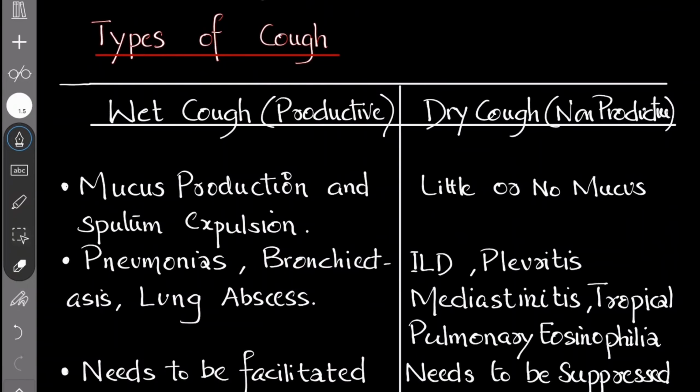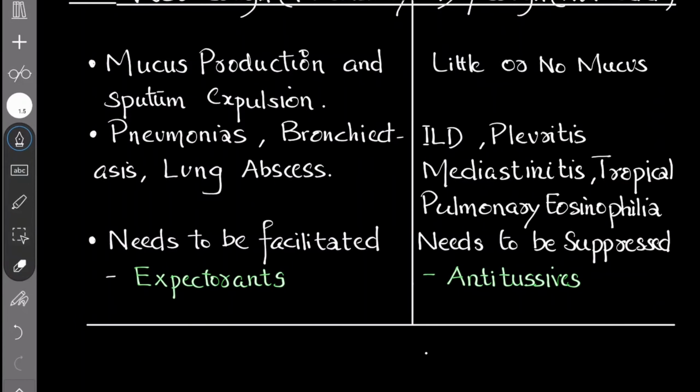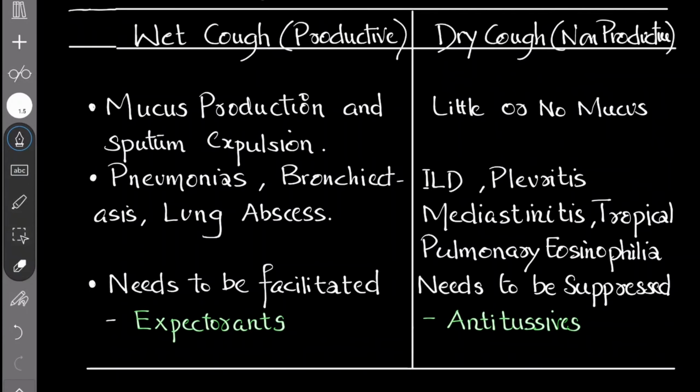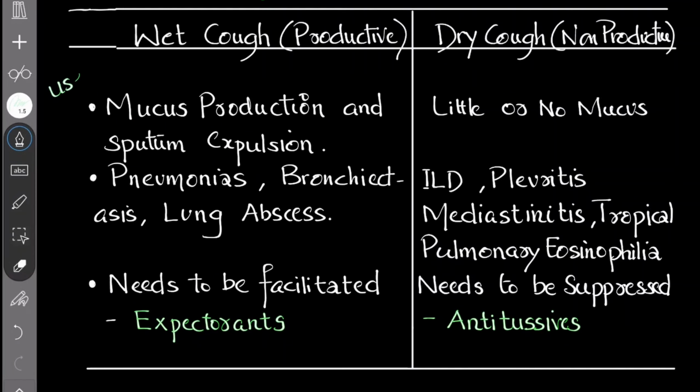Then come the types of cough. We know there are actually different types of cough, based on their nature. But there are two: productive and non-productive cough, or wet cough and dry cough. In wet cough, there is mucus production and sputum expulsion, so we can call it a useful cough. But in dry cough, there is little or no mucus or sputum production, so it is a useless cough.